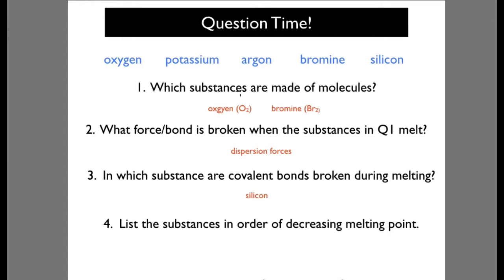In silicon, you have the covalent bonds throughout, it's a giant molecular structure, and so it's the covalent bonds that need to be broken. That's why it has such a high melting point. And let's list the substances in order of decreasing melting point. Silicon has the highest, it being a giant covalent. Then you've got the metal, potassium, you've got the 2 diatomic molecules, which have more electrons, so they've got dispersion forces, and then you've got argon as the lowest.